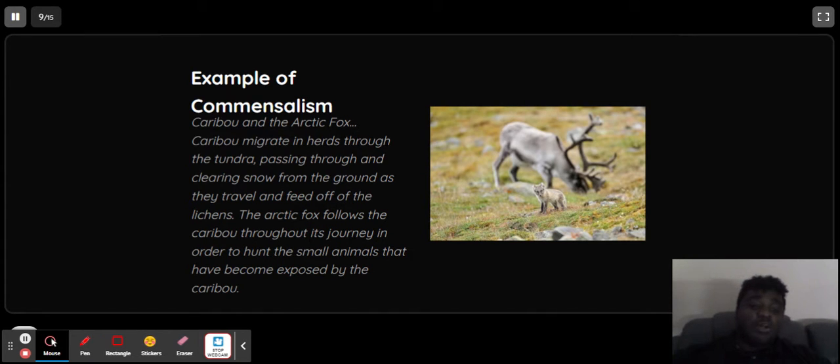And the much smaller Arctic fox will follow the path of the caribou so that they can actually get to the small animals underneath the snow. The caribou don't care that the Arctic foxes are there because they're too small, but the Arctic fox actually gets a benefit from the relationship because they are able to hunt better due to the snow being cleared away for them. So, this is a great example of commensalism.